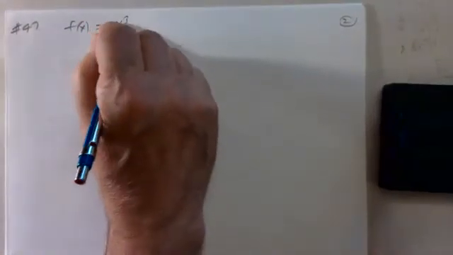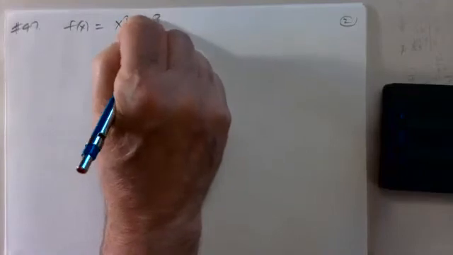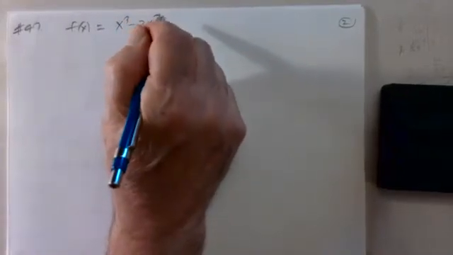In that same section on concavity, let me do the homework problem 47. So in problem 47, we have f of x equal to a cubic, x cubed minus 3x squared plus 3.